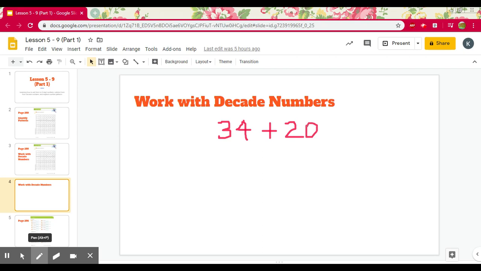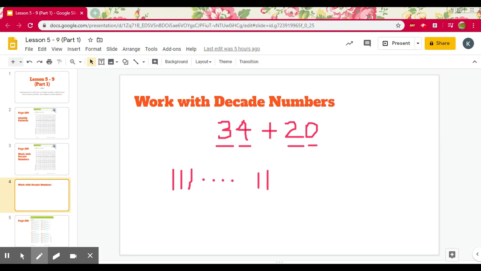How many 10 sticks should we draw for 34? 3, because there are 3 tens. 1, 2, 3. How many ones? There are 4 ones in 34. 1, 2, 3, 4 1 dots. How many tens should we draw for 20? There are 2 tens, so 2 10 sticks. 1, 2. Should we draw any ones for 20? No, because 0 means there aren't any ones.